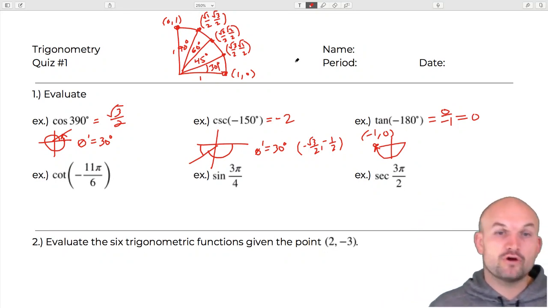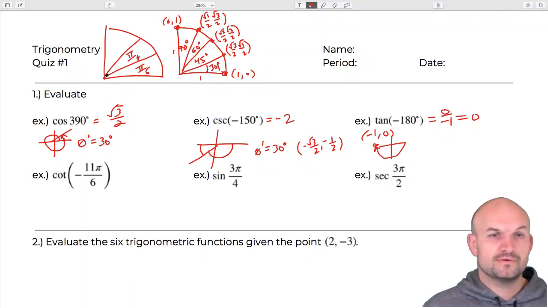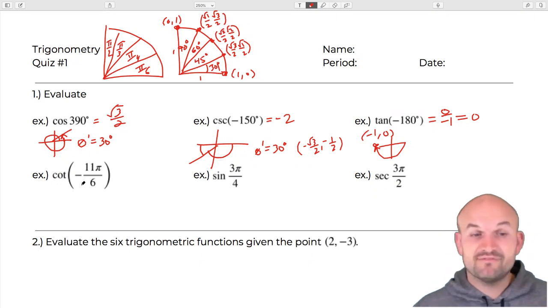Now we have our radians. So let's just kind of do these angles in radians just so you guys can see them. So that first angle is pi over 6. So pi over 6 is equivalent to 30 degrees. Then we have pi over 4, pi over 3, and then pi over 2. All right, so negative 11 pi over 6.